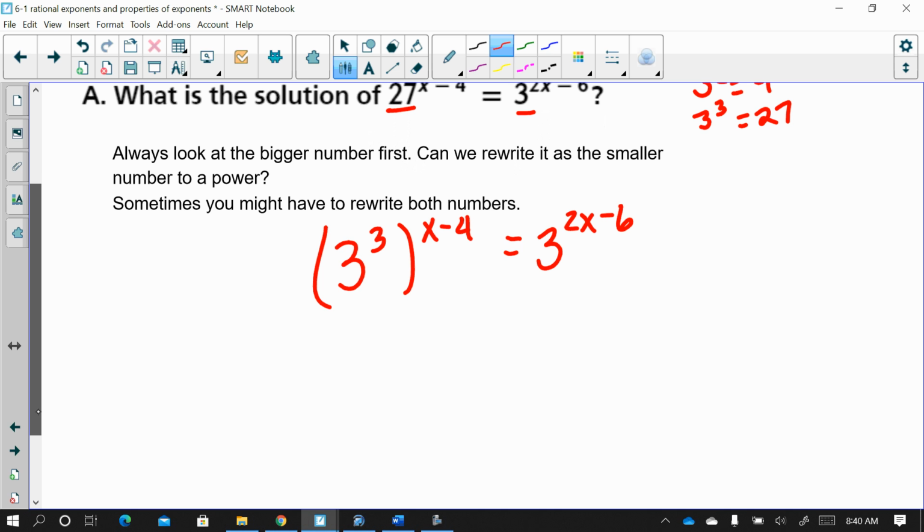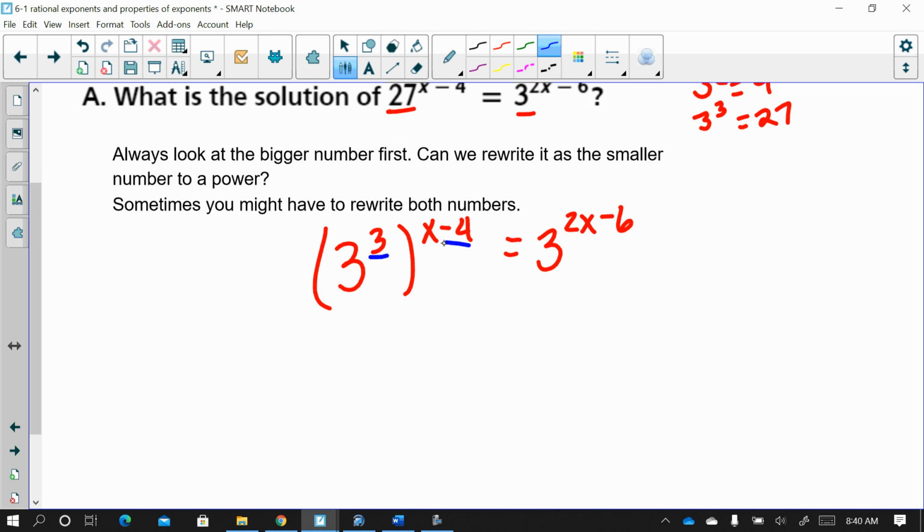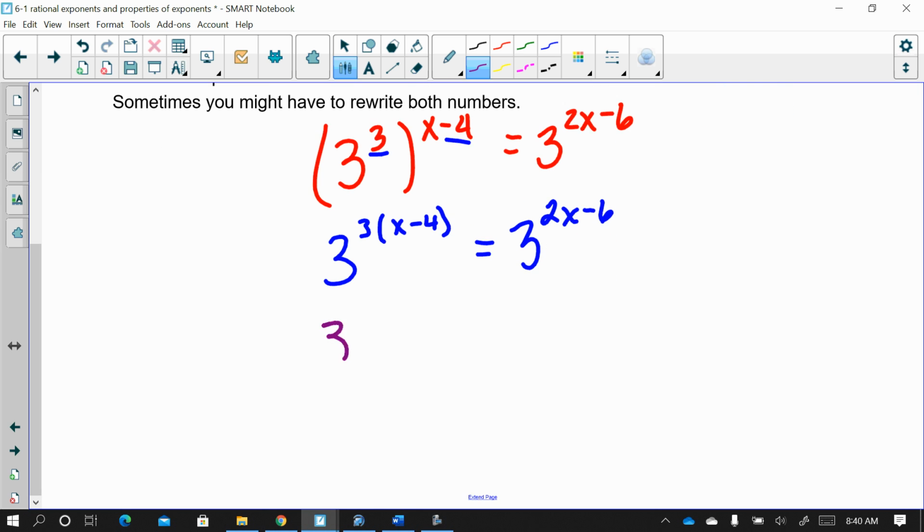Okay, well, look at this. I have a power to a power. What happens when I have a power to a power? Well, we just multiply. So this is 3 to the 3 times x minus 4. Okay, oh, my bases are the same. Therefore, the exponents have to be the same. So I know that 3 times x minus 4 has to equal x minus 6.